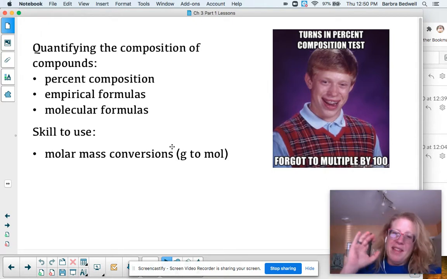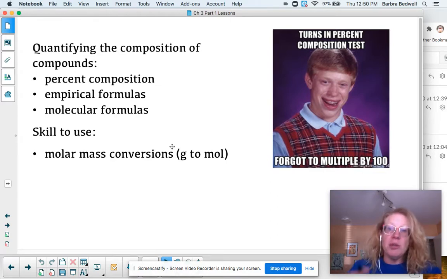This particular one is the easier one, doing percent composition, because that's usually the first thing that we do. We'll isolate some new compound and ask, first of all, what elements are present? And second of all, how much of each element is present? Percent composition is the simplest way that we would address that.